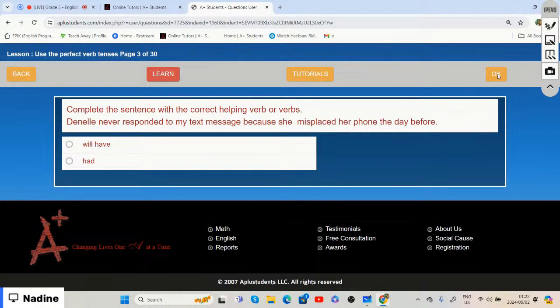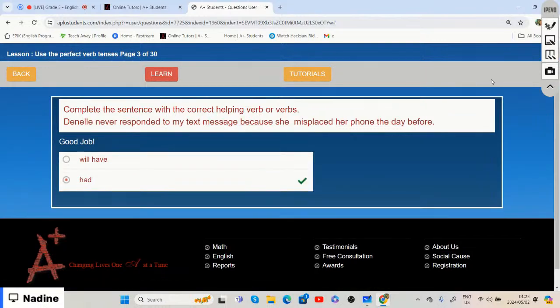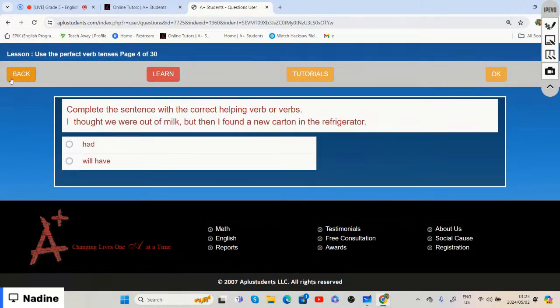Danelle never responded to my text message because, do we say she will have or she had misplaced her phone the day before? So Danelle never responded to my text message because she will have misplaced the phone the day before, or she had misplaced her phone the day before? Yes, so if we say because she had, yes, well done, had, because it shows that something happened. She misplaced or lost her phone.